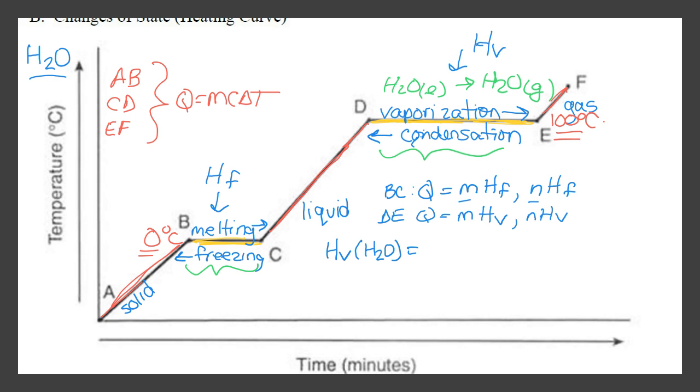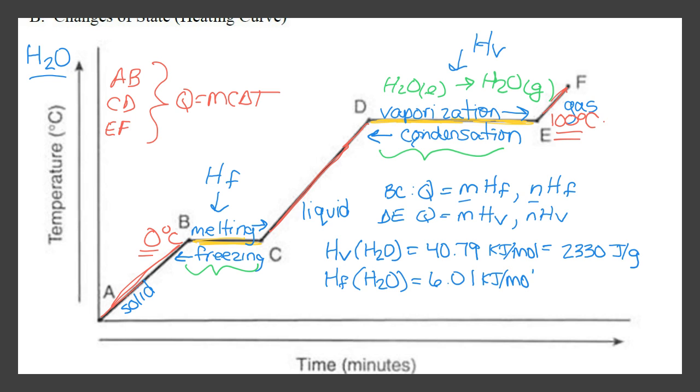Heat of vaporization for water is 40.79 kilojoules per mole. Let me give you grams too. So 2,330 joules per gram. So you'll see either one of those. Heat of fusion of water is 6.01 kilojoules per mole. And then that is 335 joules per gram. Okay, so notice heat of vaporization is a much bigger number than heat of fusion.